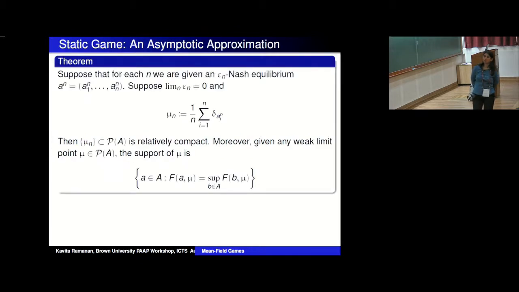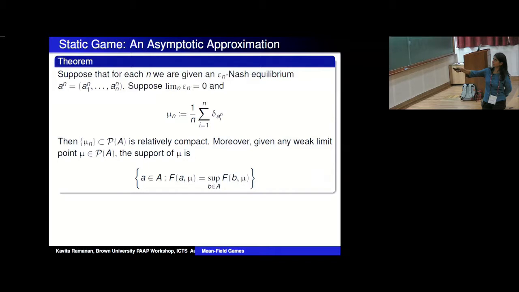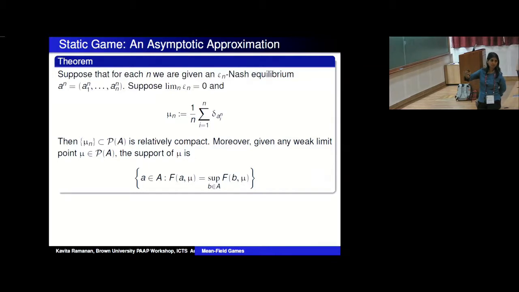Okay, so going back to the asymptotic approximation theorem. Suppose that for each n, we are given an epsilon_n Nash equilibrium, and suppose that this epsilon_n is going to 0. We want to understand what the limit of this might be. And so this mu_n is now the empirical measure of the actions taken by the players, the empirical distribution of the actions of the epsilon_n Nash equilibrium.